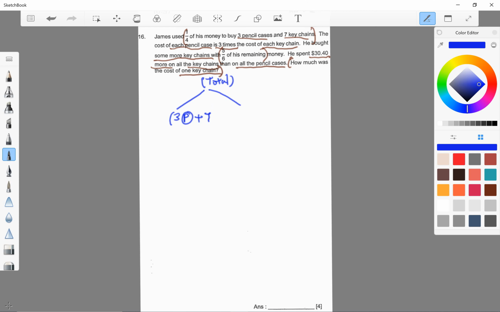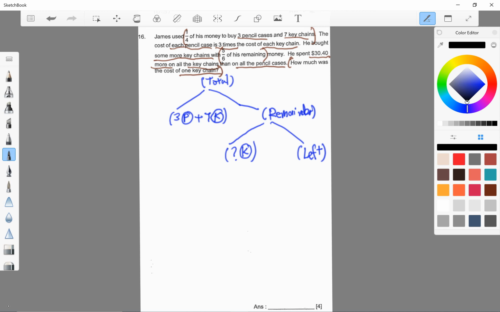Okay, let me just try to write it out properly. So 3 pencil cases, 7 keychains. And after that, we are referring to the remainder. Okay, so remainder. And out of the remainder, he bought some more keychains. And finally, this all leads us to the leftover.